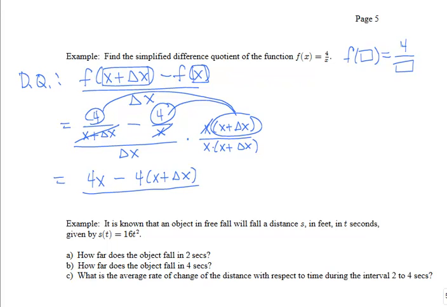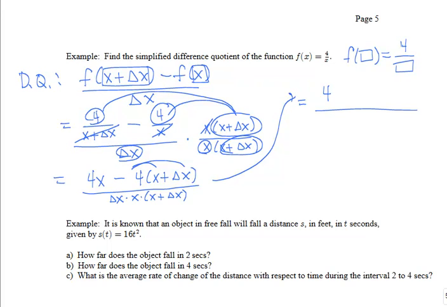And I would recommend that you do not FOIL or distribute across the bottom. Instead, just take this, this, and this and push them all together. And it doesn't really matter in what order you put them in. It's up to you. So now what we're going to do is we're just going to clean up the numerator a little bit by distributing this negative 4 across. So I have my 4x from here minus 4x from here minus 4 delta x when I distribute.